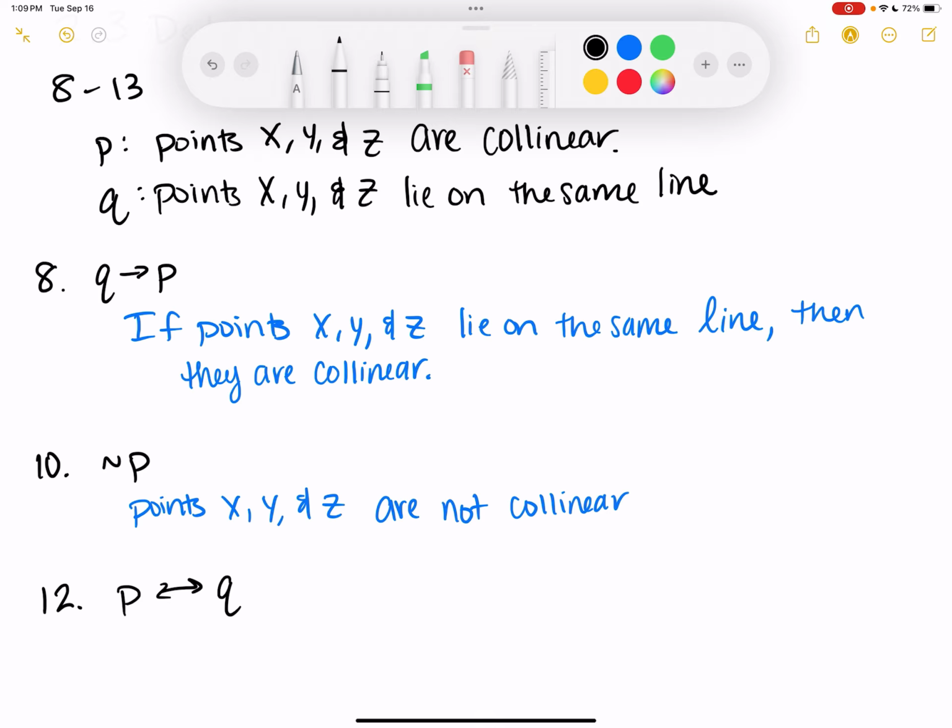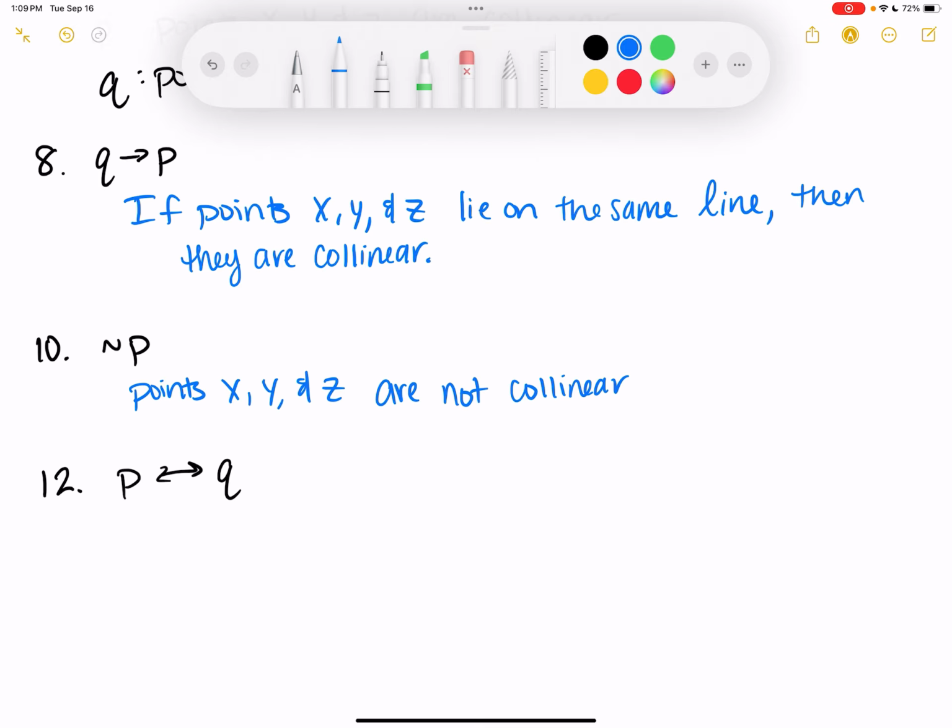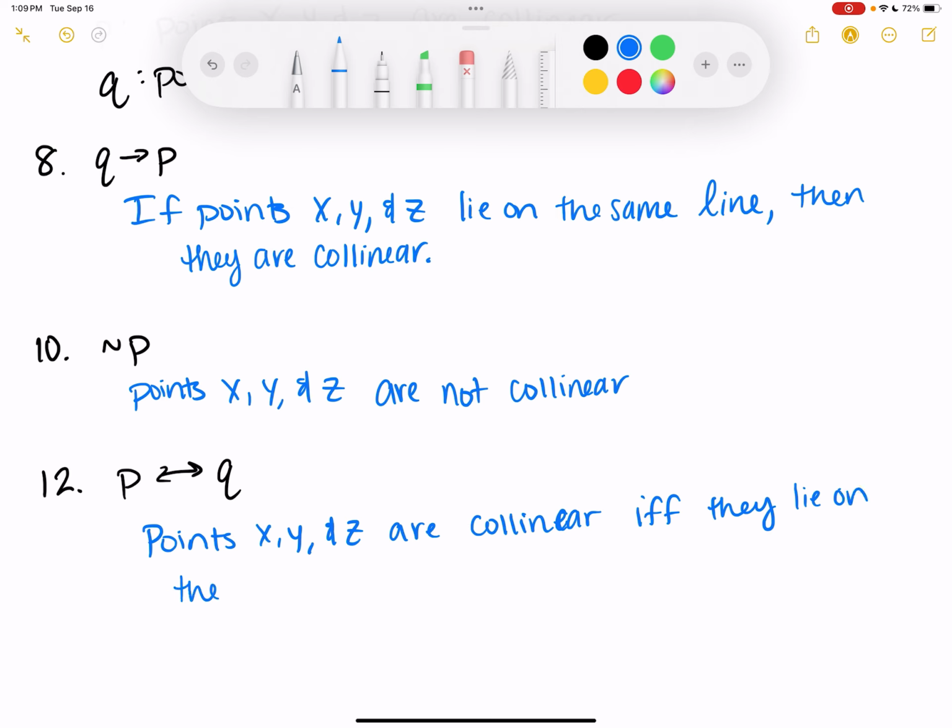So we've got points X, Y, and Z are collinear if and only if they lie on the same line. And obviously this could be written either direction. Biconditional can be written that way. If it was like Q if and only if P, then I would want to say in the other part, if points X, Y, and Z lie on the same line, then they are collinear. So use the first part to specify exactly what you're talking about, and then you can be a little bit more generic in the second part.